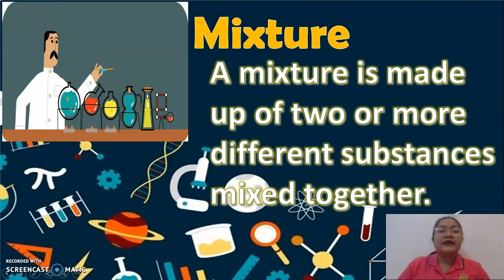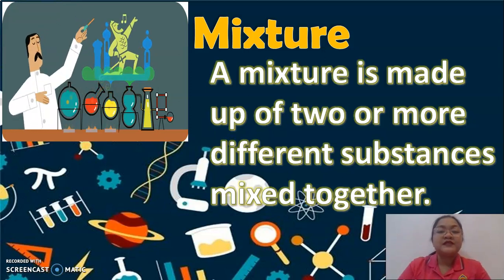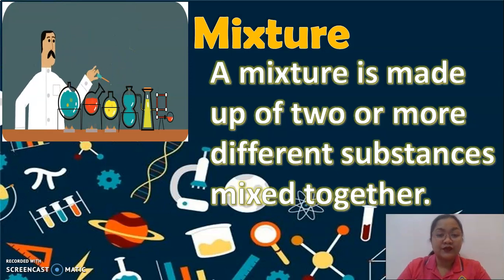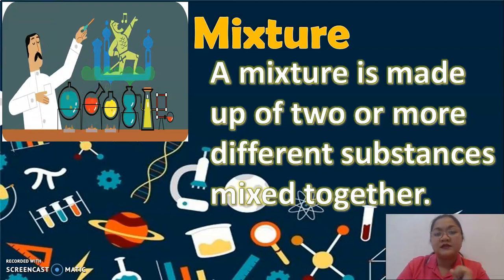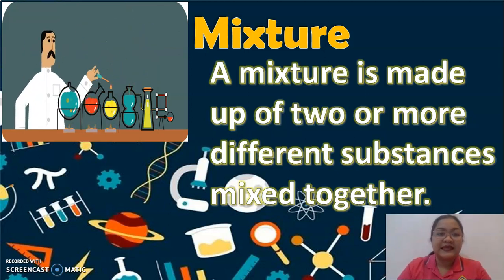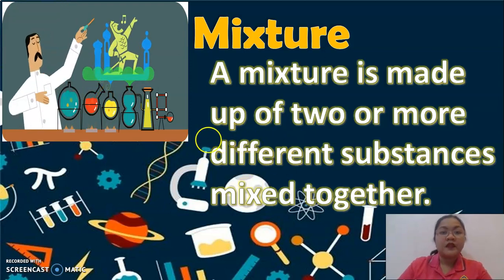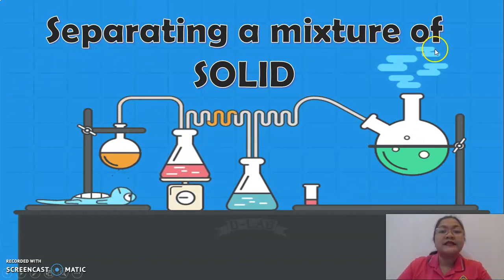So, again, what is a mixture? A mixture is made up of two or more different substances mixed together. For example, we have carrots, corn, and beans, or water and soil, or rice and water. These are some examples of mixture. So, number one, let's talk about separating a mixture of solid.